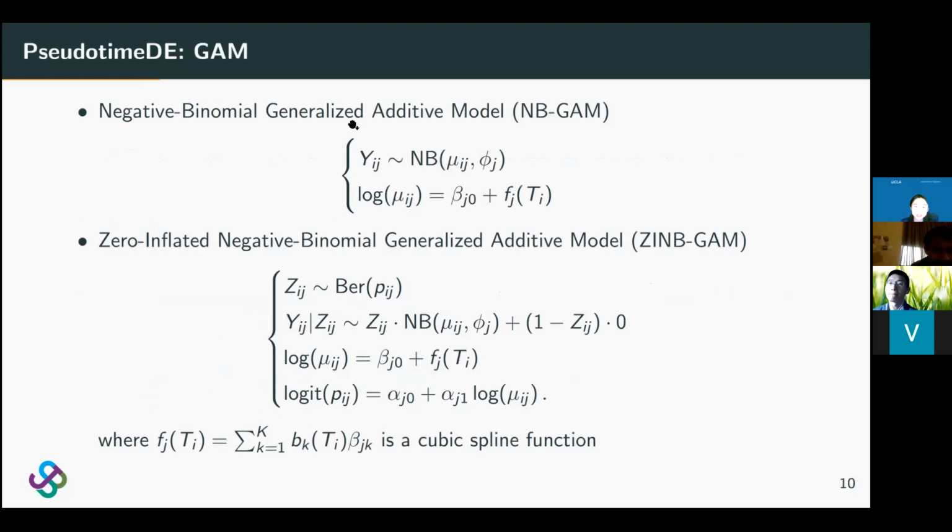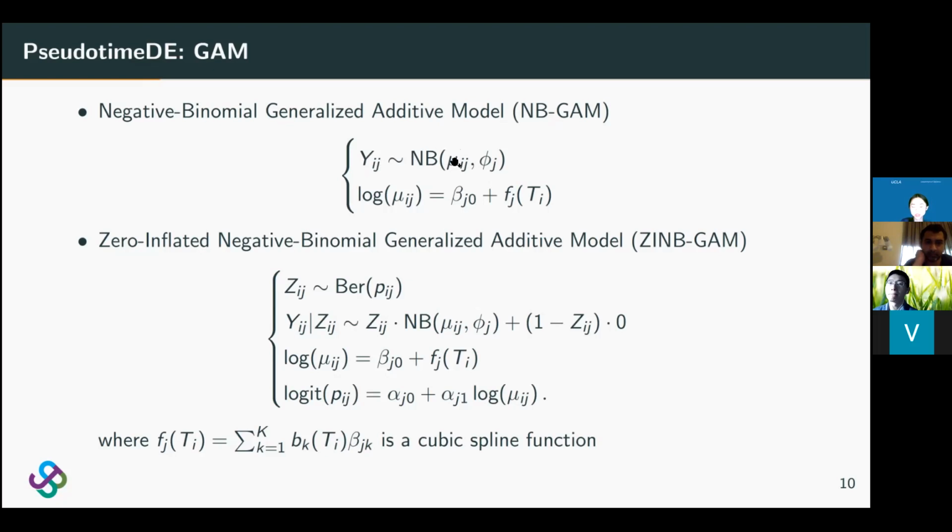This is the generalized additive model, based on negative binomial, and this is the model used in tradeSeq, the existing method published in 2020. The model says, for the response Yij, we assume it follows a negative binomial with its own mean mu_ij and a gene-specific dispersion parameter phi_j. For this parameter, we don't think it depends on the cell i, but just gene j. But mu_ij depends on cell i and gene j.